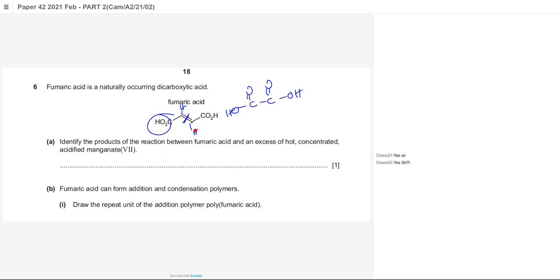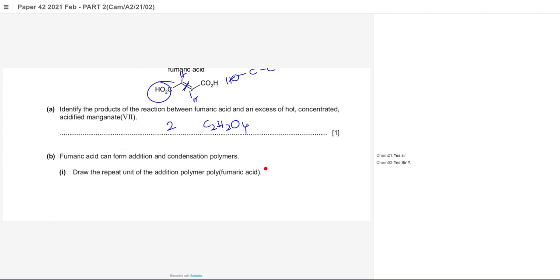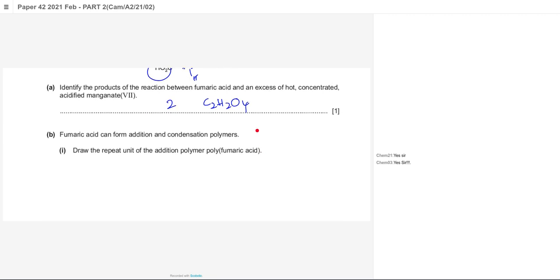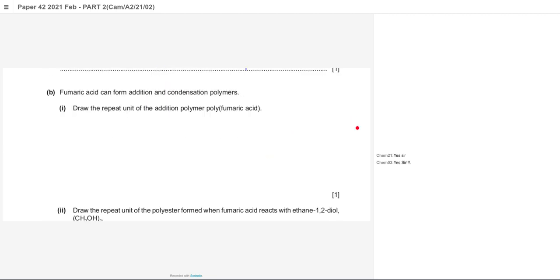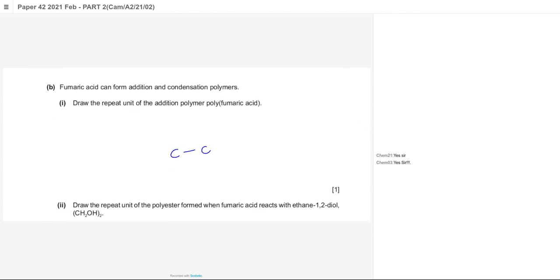So the products of this reaction are 2 molecules of C2H2O4, oxalic acid. Fumaric acid can form addition and condensation polymers. Draw the repeating unit of the addition polymer of polyfumaric acid. Simply break the pi bond, extend, put a square bracket.